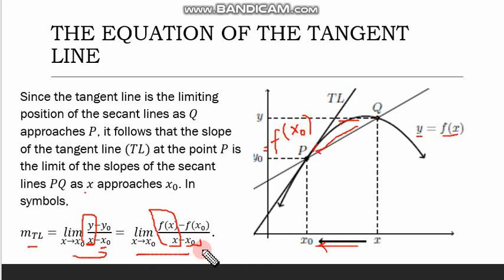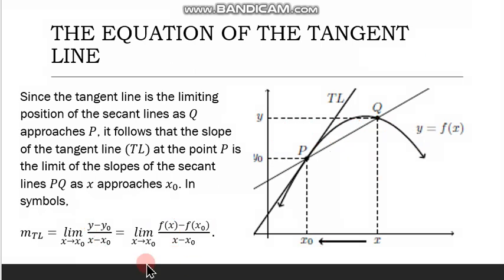So this is our reference to get the slope of a tangent line. So again, the slope of a tangent line is equal to the limit of f of x minus f of x sub 0 over x minus x sub 0 as x approaches x sub 0.